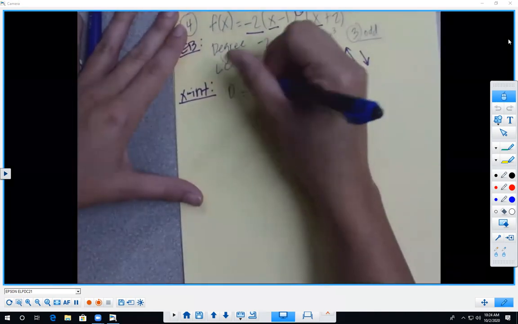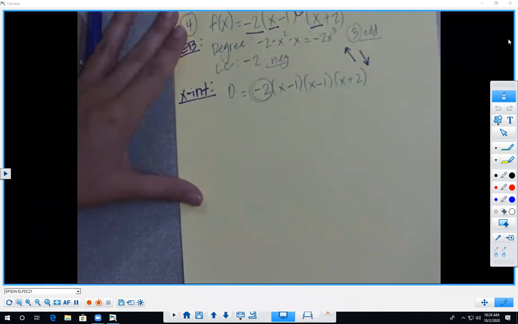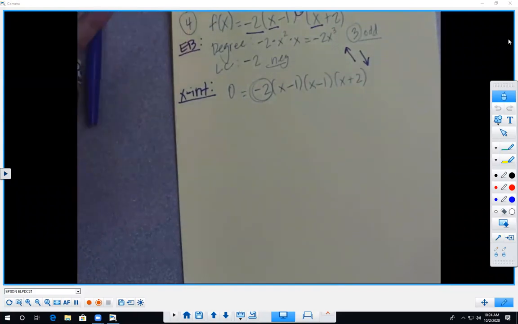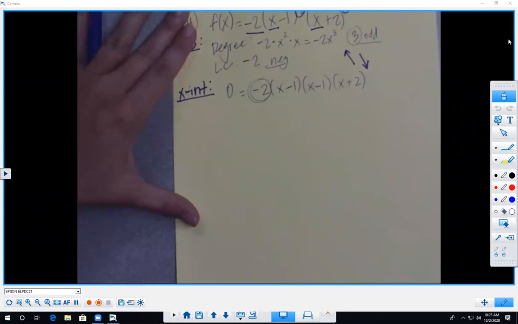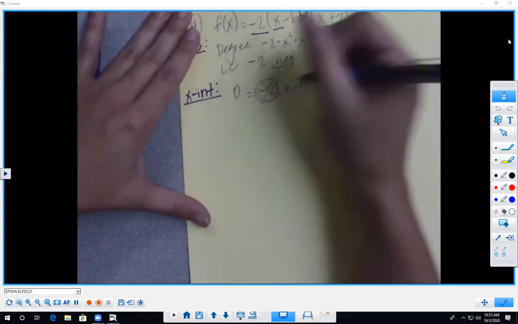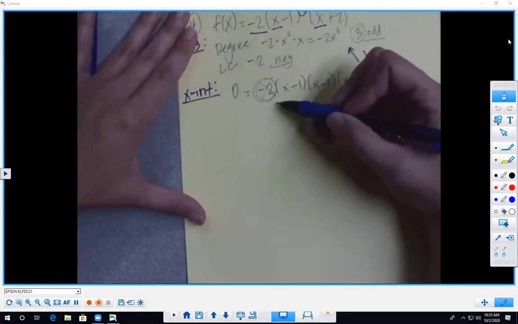This -2, do I have to set that equal to 0 and solve it? No, because it's a constant, a coefficient. You could technically divide it if you wanted to get rid of it, but you don't have to do that one. Only the ones with x. If that was -2x, you would need to do that.